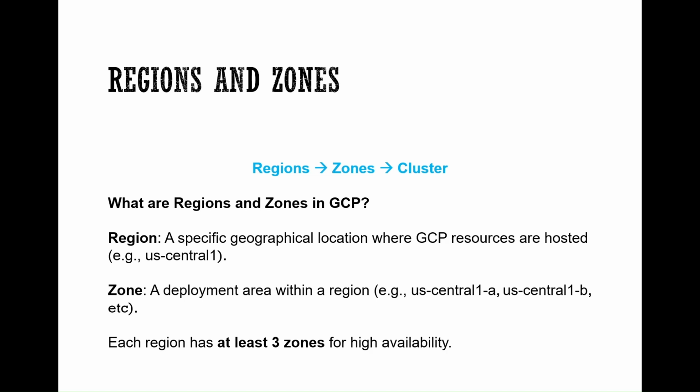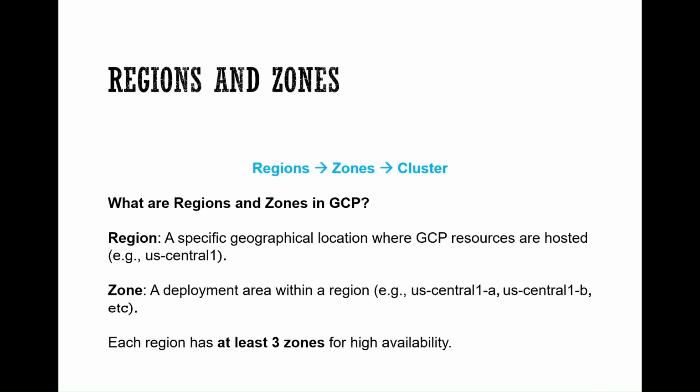So let's say if region US Central 1 goes down, you still have 2 regions running. So it's not like you will be losing your customers. The traffic, the load, will be diverted to these 2 running instances of your application in 2 different regions. So this is how it works.